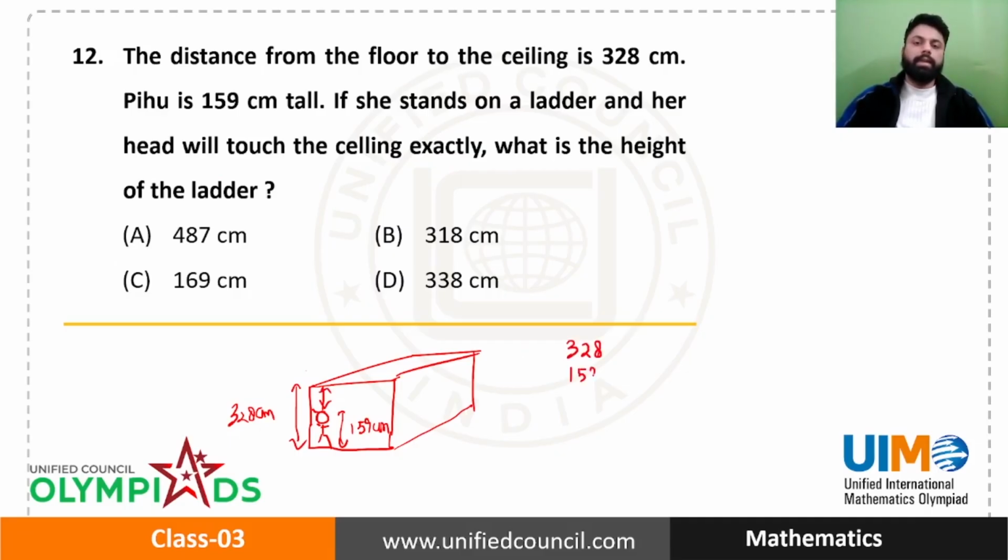328 minus 159. 18 minus 9 is 9. 11 minus 5 is 6. And 2 minus 1 is 1. 169 centimeters. The option.